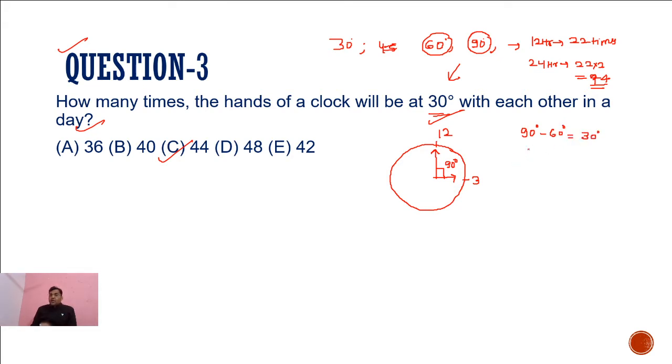And also, after traveling a 90 degree angle, when the minute hand will travel 30 degrees more, again the angle between the minute hand and the hour hand will be 30 degrees. In the first 30 degree angle, the minute hand will be behind the hour hand, but in this case, the minute hand will be ahead of the hour hand. So can I say that from a period of 3 a.m. to 4 a.m., or 3 p.m. to 4 p.m., the angle of 30 degrees will be made two times.